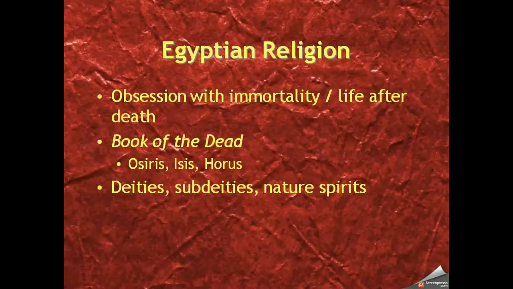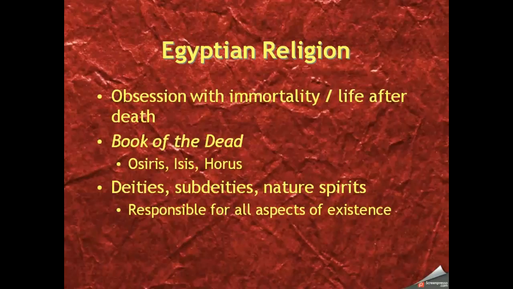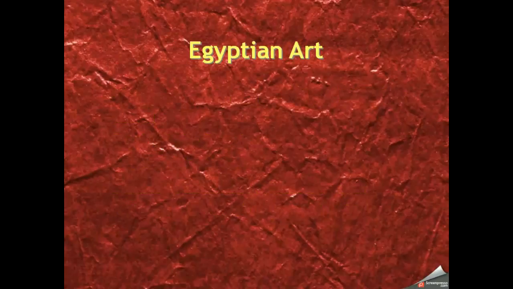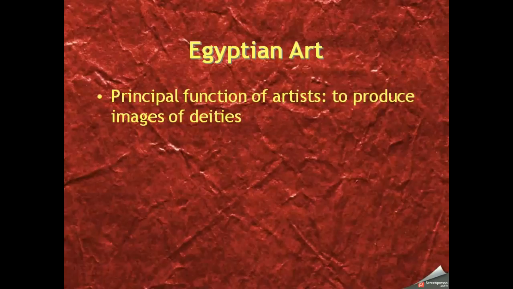Remember that the deities and sub-deities and nature spirits worshipped in ancient Egypt were responsible for all aspects of existence, and this underscores the fact that the Egyptians were polytheistic. You know from your biblical history that the plagues that came upon Egypt were actually a statement about their gods and about the fact that the God of the Bible had superiority over all those gods.